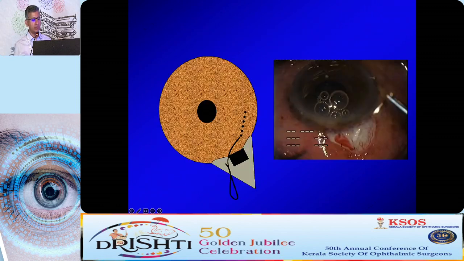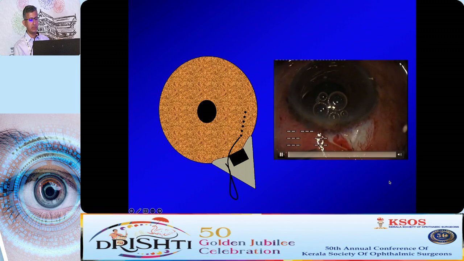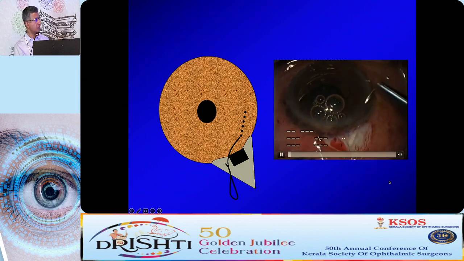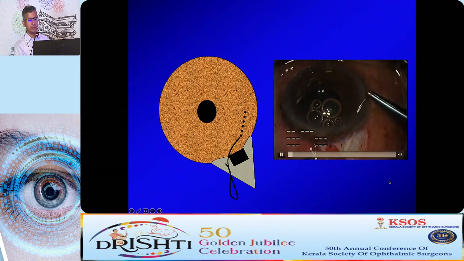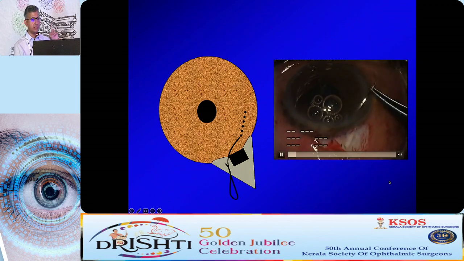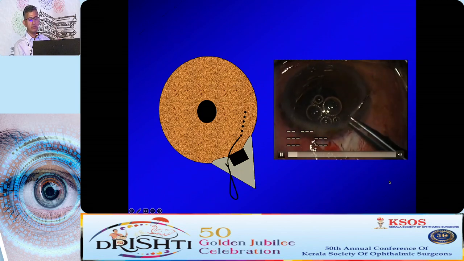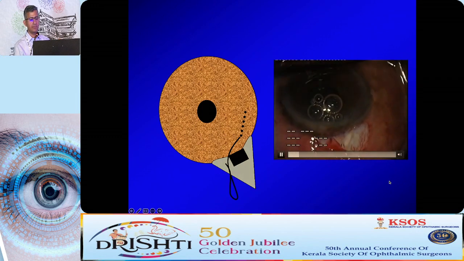So basically what you're doing here is, can you play this? Okay. It's there. So what I'm showing you over here is the dotted portion is the intracorneal portion of the suture. So you're taking that intracorneally. The only reason to take this intracorneally is so it doesn't hang around there and irritate the surface of the eye.